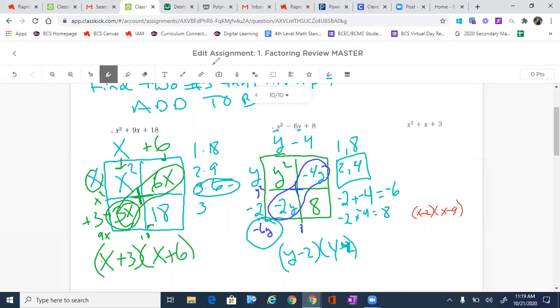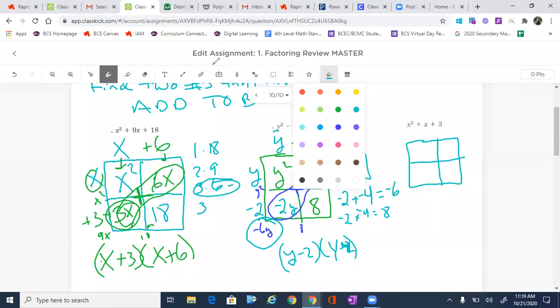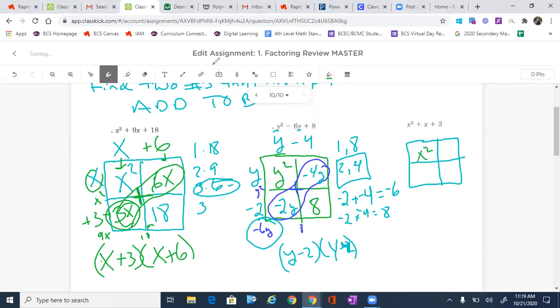Every once in a while, we're going to get into another case like x squared plus x plus 3, where we get stuck. It doesn't necessarily work out the way we want it to work out. And I'm going to demonstrate that real quick. Let's say I had x squared plus x plus 3. I take the x squared, I plug it right here, and I put the positive 3 right here. I know x times x is x squared. And then what I want are numbers that multiply to 3. Well, that is only 1 times 3 or -1 times -3.